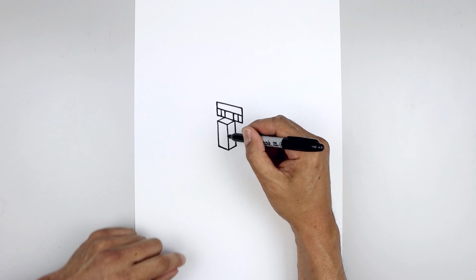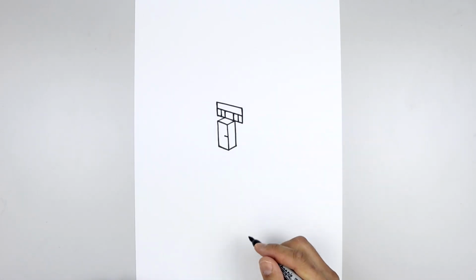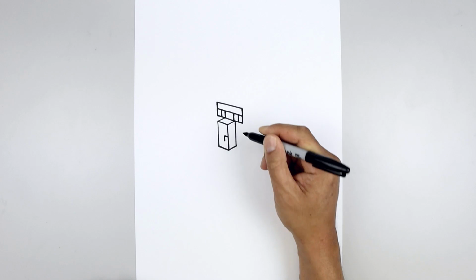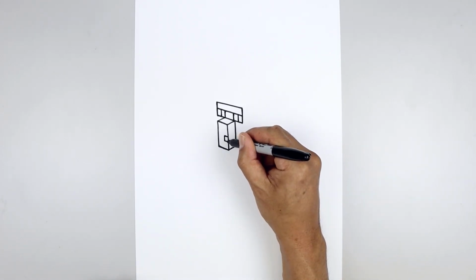Let's add a mole on the right side of the nose. We go up and out, come down, and then back in.